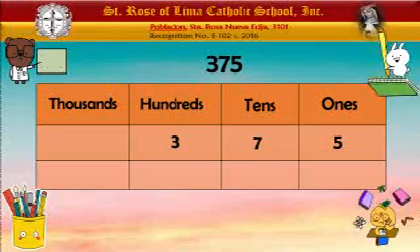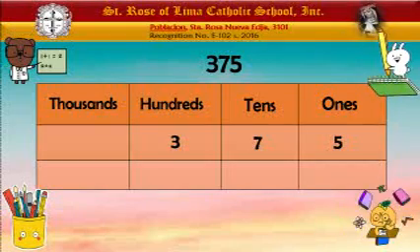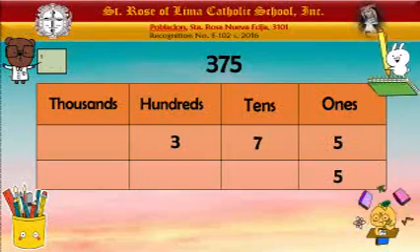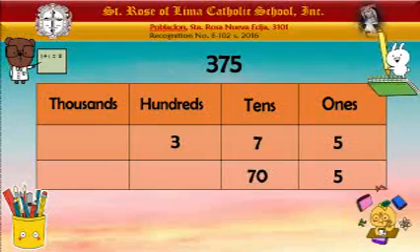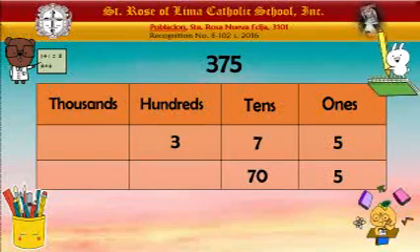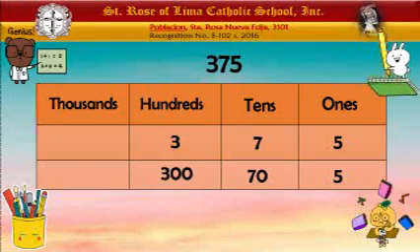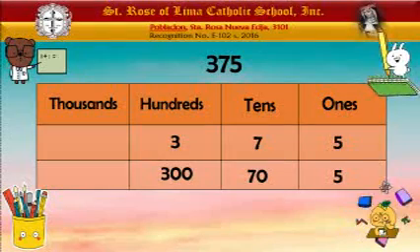Now, we know the place value. Let us know the value of each number. The value of 5 in 375 is also 5. The value of 7 in 375 is 70. And the value of 3 in 375 is 300.